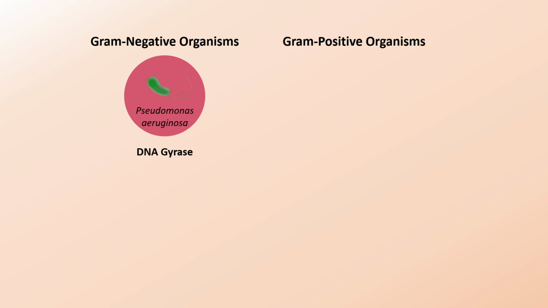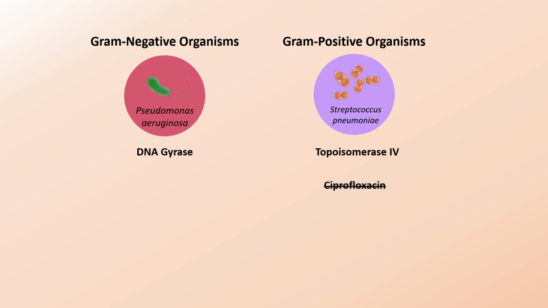It is observed that in gram-negative organisms, for example Pseudomonas aeruginosa, the inhibition of DNA gyrase is actually more significant than that of topoisomerase 4. Whereas in gram-positive organisms like Streptococcus pneumoniae, the opposite is actually true. Now, agents with higher affinity for topoisomerase 4, for example ciprofloxacin, should not be used for Streptococcus pneumoniae. And those with more topoisomerase 2 activity, for example moxifloxacin, should not be used for Pseudomonas aeruginosa infections.